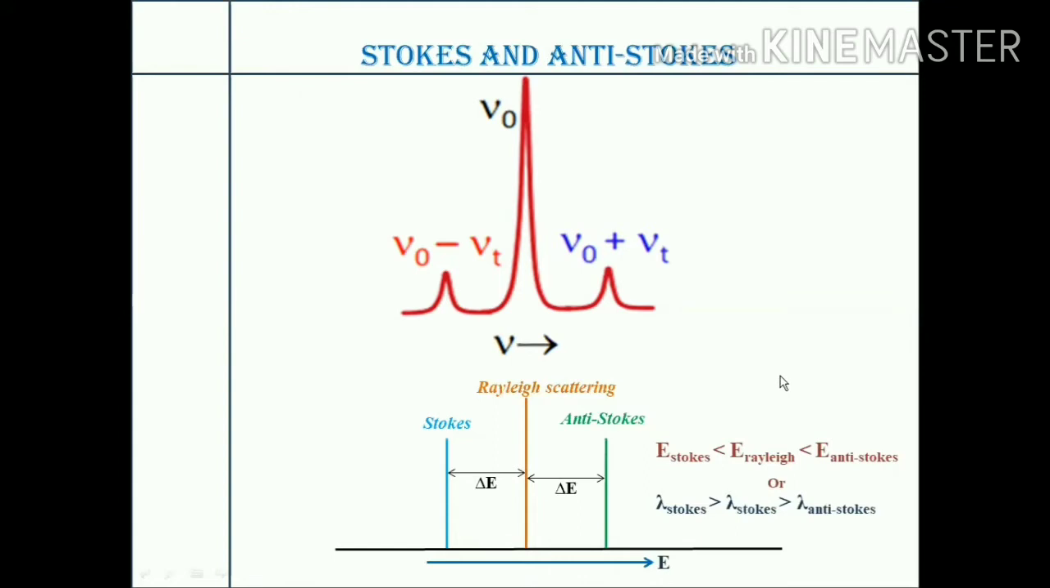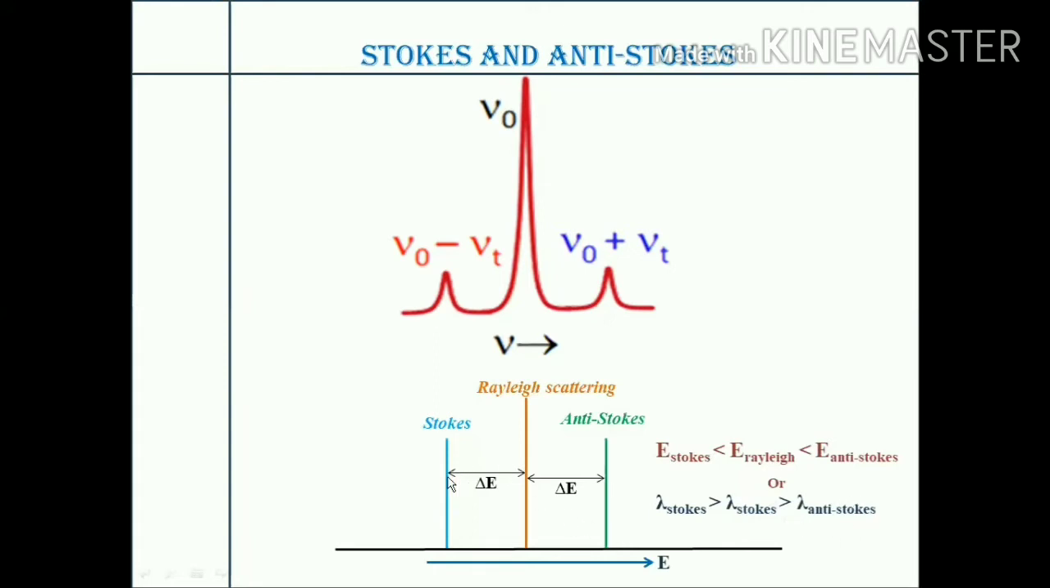We know that E is equal to hc by lambda. That means energy is inversely proportional to the wavelength of the radiation, right? So definitely if the energy is least, that means it is going to have maximum wavelength. So likewise, the arrangement will go like this. The wavelength of the Stokes line will be maximum, then this should be the Rayleigh, it's an error over here, then the Rayleigh and then the anti-Stokes line.